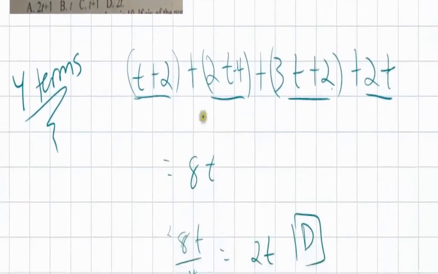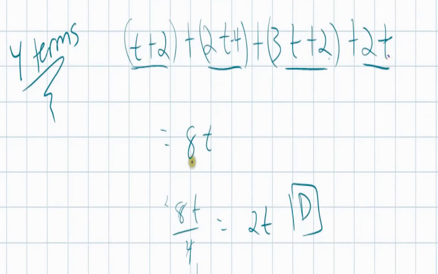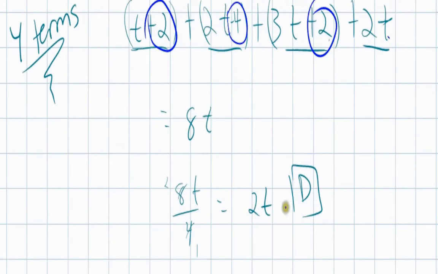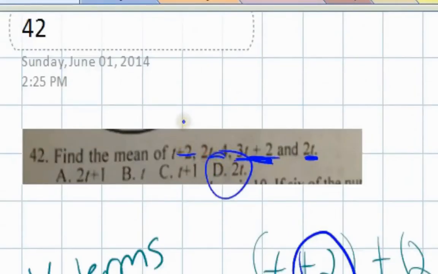So the next thing that we need to do is add all of these up. I combined my like terms with all the t's, and I got 8t. These other numbers without the t's happen to add up to 0. So I'm just at 8t, and that was their sum. But to find the average, I need to take that sum and divide it by how many terms there were. So that's why I divide by 4 here. So 8t divided by 4 is equal to 2t, and so my answer is option D.